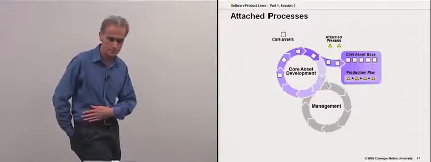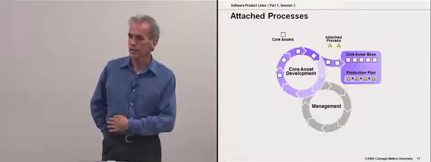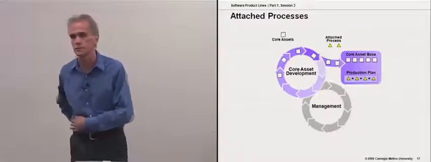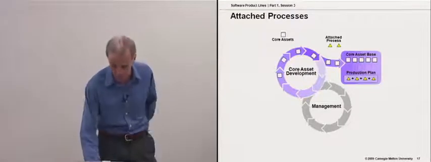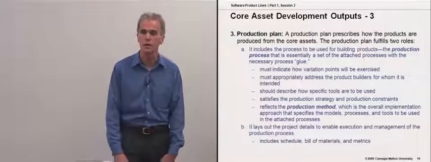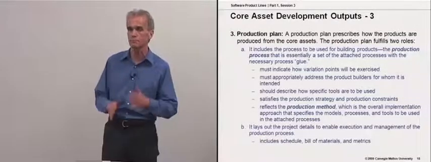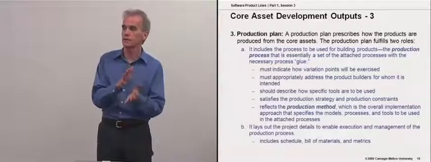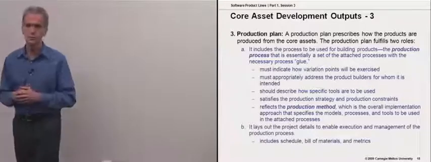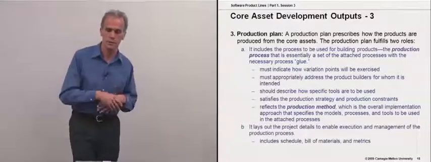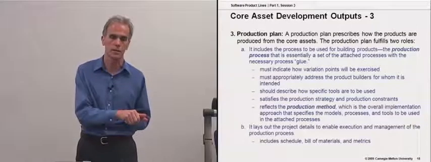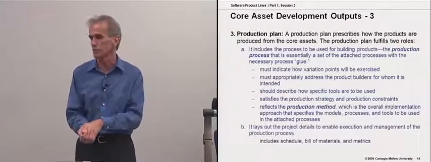consume those artifacts. So you get a core asset base, and for each of the assets in the core asset base, you get the guidance associated with using and reusing that asset. The production plan is essentially the union of all those attached processes. So the production plan document can point to the individual descriptions of what to do to reuse the requirements or what to do to reuse the architecture. But that is the overall guidance for how to incorporate assets into an actual product.